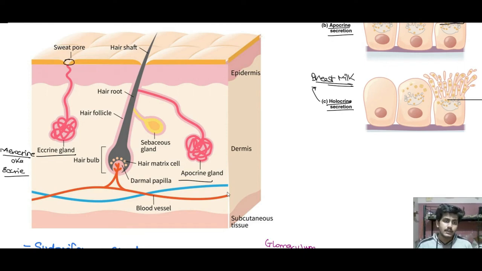और जो अपोक्राइन ग्लैंड है it is present in the region of the reticular dermis, और ये भी अपना secretion देता है in the hair root region and it is eventually nourishing the hair shaft. So as you can see that we have the hair bulb which is the lowest part of the hair cell, and then we have the blood vessel which is supplying the hair bulb itself.